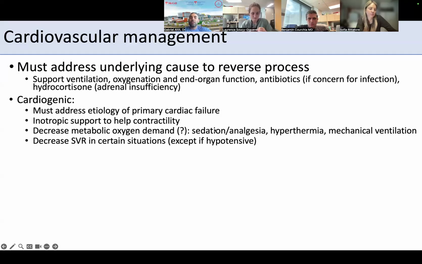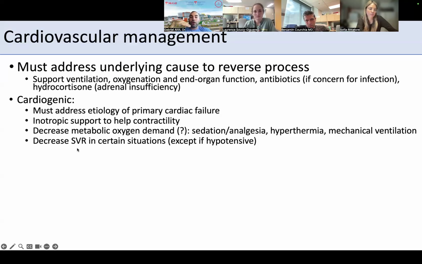So decrease hyperthermia, make sure sedation analgesia is on board to avoid agitation, avoid oxygen consumption. Mechanical ventilation can help you decrease cardiac work. And in certain situations, if you have a component of high SVR that are contributing to the cardiogenic shock, you may decrease your SVR by decreasing afterload. So milrinone becomes very interesting in these particular patients.